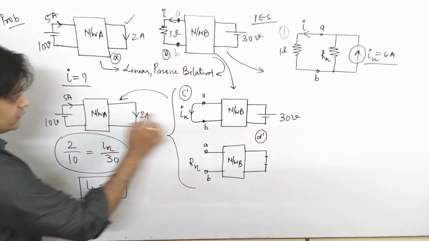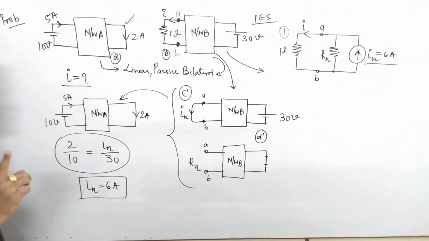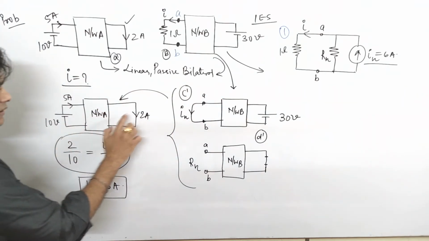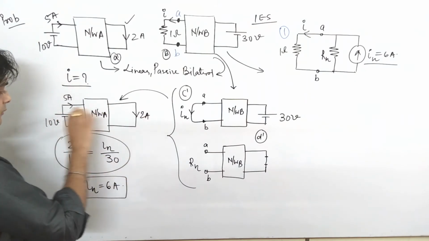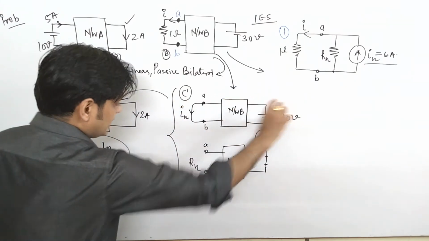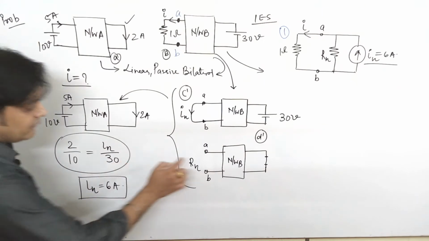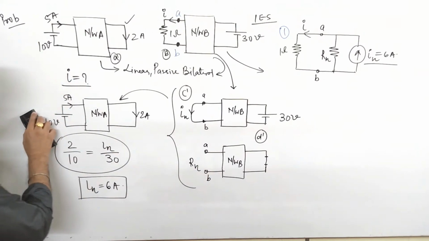Please try to understand these two networks. Network A and B are reciprocal in nature. Very important thing, because this condition is already mentioned. So I simply applied the concept of reciprocity, that is the ratio of response to excitation, and found the value of In. Now the next task is to find the value of Rn. Please see how we find the value of Rn.